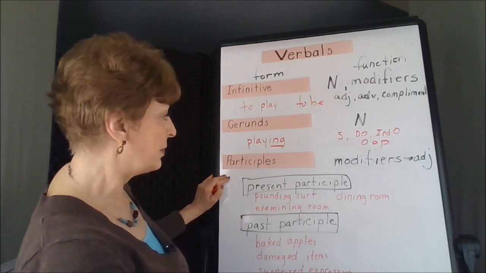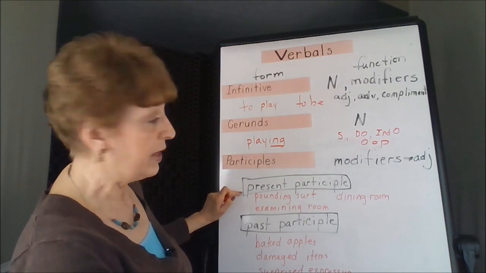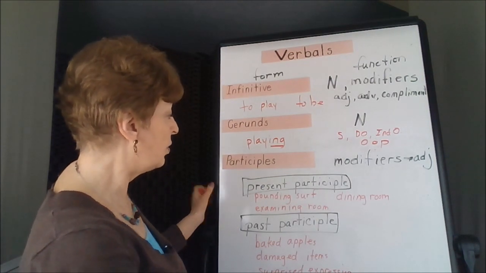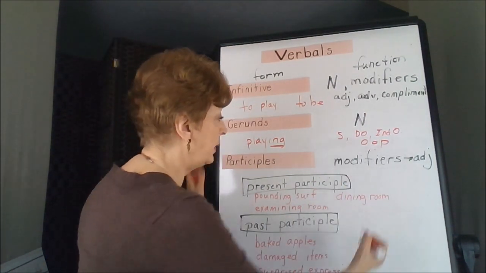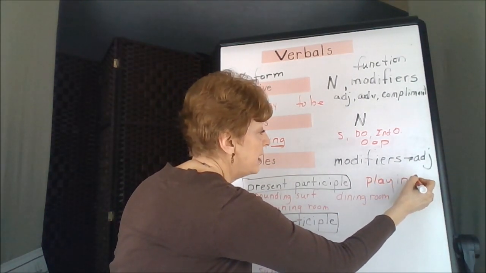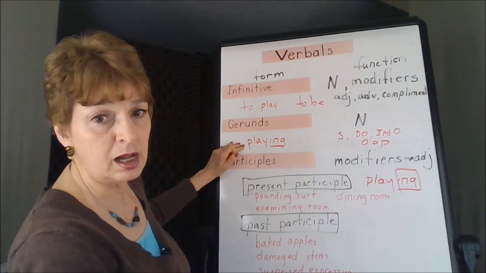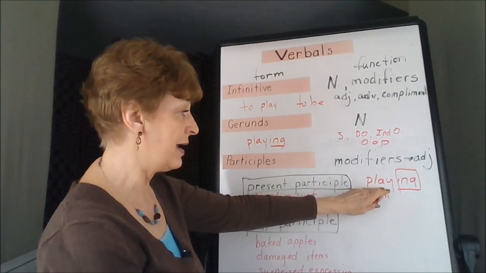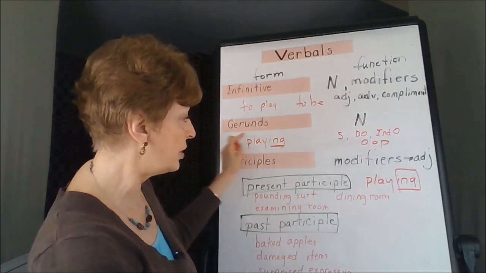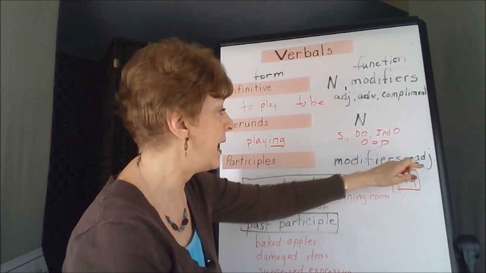Okay, participles are the verb form with either a present participle or a past participle. Present participle would be the verb itself. Let's take our play again. And we would add an ing to the end of it. Uh-oh, you say, we just did an ing and called it a gerund. Well, this is an ing, but it doesn't function as a noun like the gerunds do. This functions as a modifier, most probably an adjective.